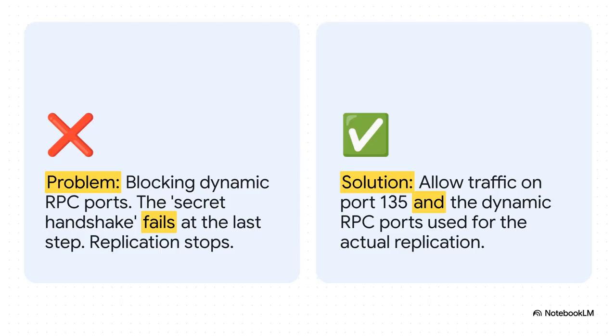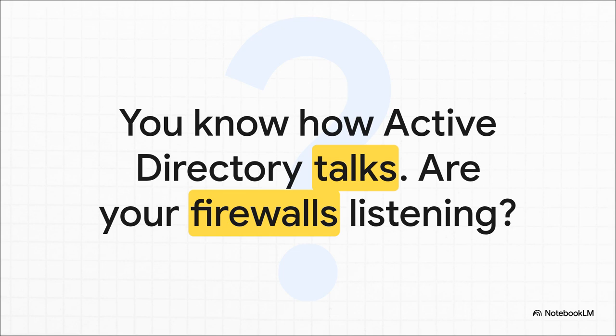And here is where this knowledge becomes so critical in the real world. A super common mistake is for someone to open port 135 on a firewall, but then block all those high-numbered dynamic ports. And when that happens, yeah, the client can ask for directions, but it can never actually reach the final destination. The secret handshake fails at the very last step. The solution, of course, is to allow the initial question on 135 and the follow-up connection on that dynamic port range. So we'll leave you with this one thought.